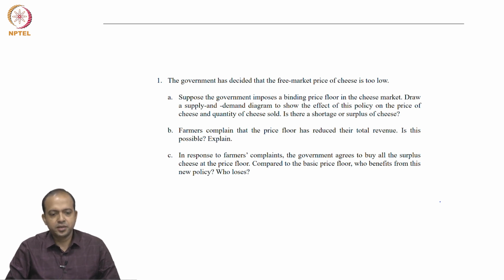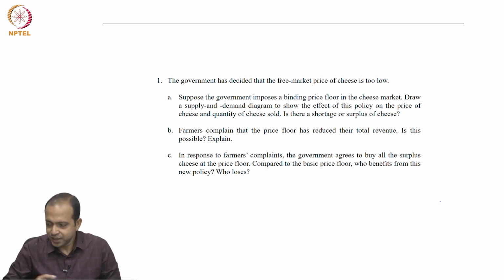So, the problem is like this: the government has decided that the free market price for cheese is too low. Suppose the government imposes a binding price floor in the cheese market, then you have to draw a supply and demand diagram to show the effect of this policy on the price of cheese and the quantity of cheese sold, and then is there a shortage or surplus of cheese after this government intervention. So, this is basically price flooring, right.